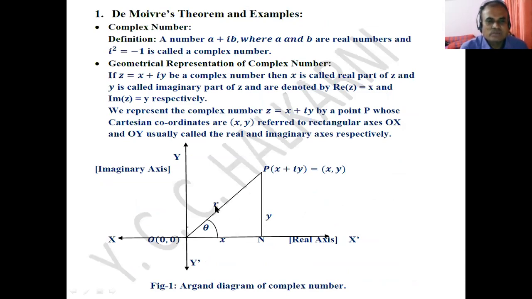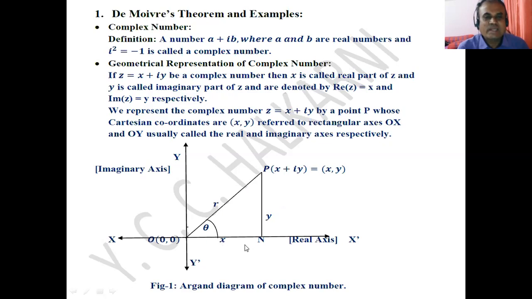So r, this diagonal, square is equal to ON square plus PN square, and therefore r square is equal to x square plus y square, and r equal to the square root of x square plus y square. So this is the value of the polar coordinate in the form of Cartesian values. So this is the distance, and tan of theta is equal to y upon x.